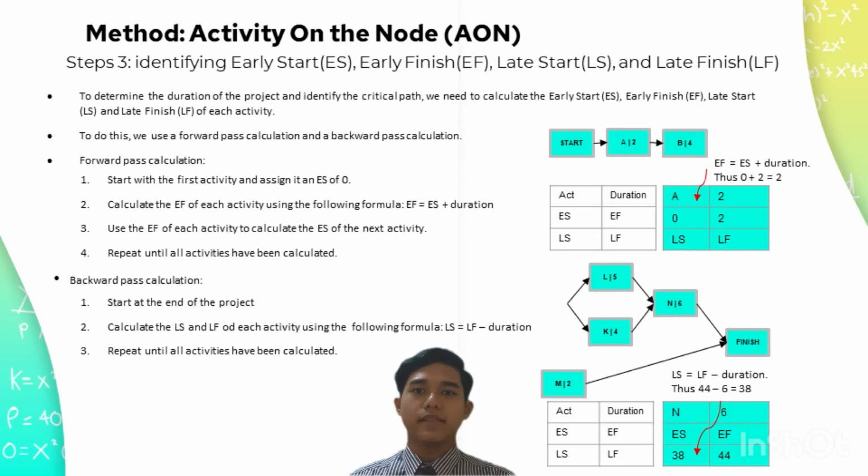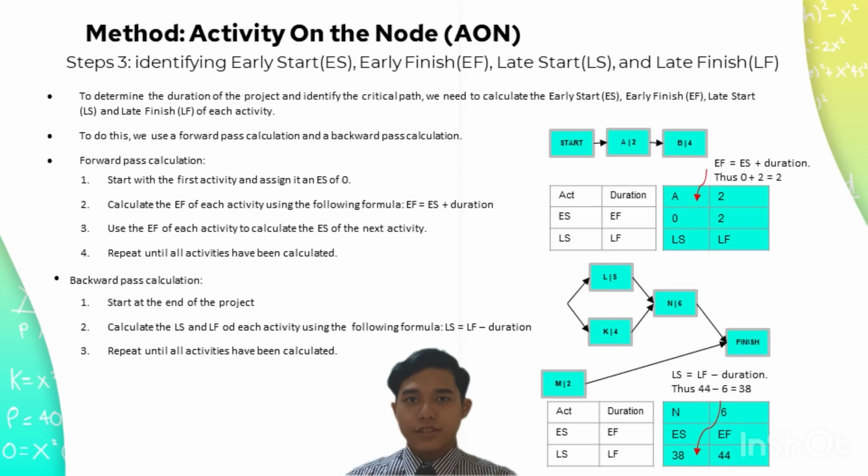We look at the example. Duration of task A is 2. Early start of task A is 0. By using the formula early finish equals early start plus duration, thus 0 plus 2 equals 2. So, the early finish for task A is 2.